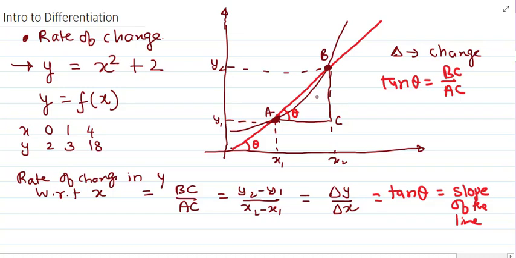Please note that this tan theta is the slope of this line. It is not the slope of the curve AB. We have drawn a line passing through A and B. So this curve is different. The slope of the curve keeps on changing. But between points A and B, when I draw this line, this will give me the slope of the line, tan theta, and that will also be equal to the rate of change in y with respect to x.